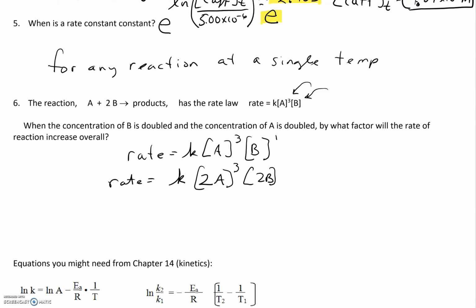regardless of the value of the rate constant, if we have 2 to the third power, that's going to be 2 times 2 times 2, or 8. We have one more 2 to multiply by, so the entire rate of the reaction would go up by a factor of 16 times what it was before.